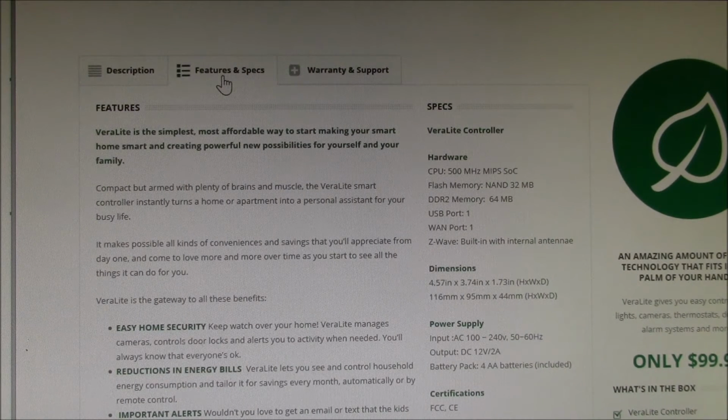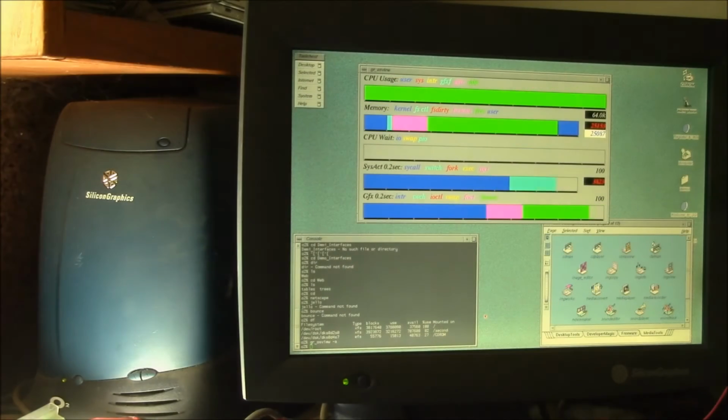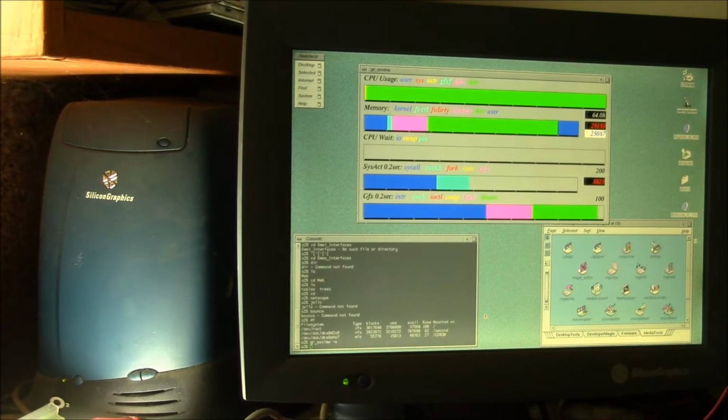Not much to this unit. It's based on a 500 MHz MIPS CPU. In a past career, I used to work for Silicon Graphics, who have acquired MIPS, and at the time used MIPS processors exclusively. I still have an old SGI O2 workstation with a 200 MHz MIPS CPU in it, so this VeraLight is more powerful than that workstation.